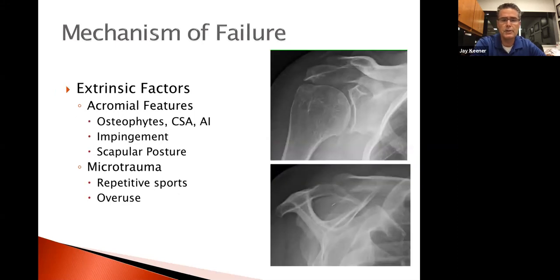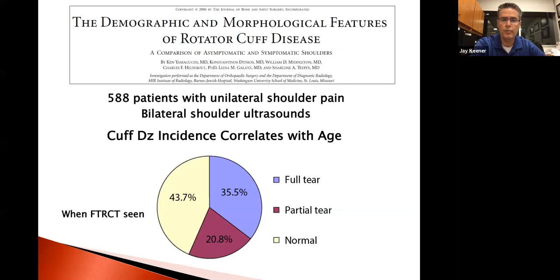There are some extrinsic factors. Most commonly, this concept of impingement, which relates to acromial osteophytes. Some authors talk about critical shoulder angle or acromial index being risk factors relating to impingement. Scapular posture is important as well. A poor scapular posture or a hypokinetic scapula can lead to impingement at earlier arcs of motion, and that's one of the fundamental goals of rehab for non-operative treatment. Other extrinsic factors include microtrauma, such as repetitive sports or overuse.